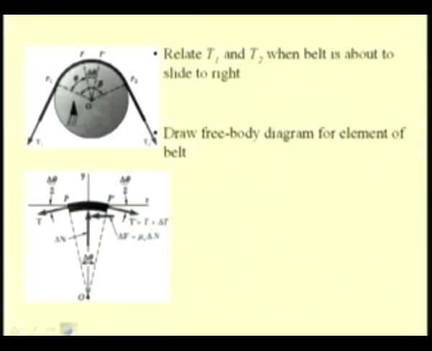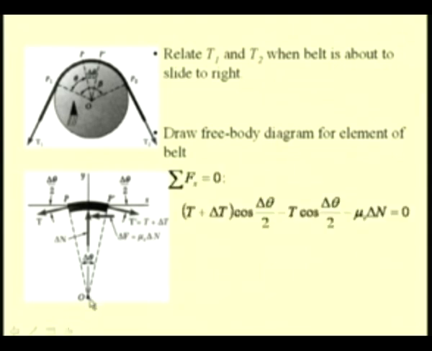Now, let us write the equations based on this free body diagram. So, if we sum the forces along the x axis and equate it to 0 for equilibrium, we have T plus delta T cos of delta theta by 2, which is the component of this force along the positive x direction, minus T times cos delta theta by 2 in the negative direction, and we have this frictional force which is minus mu s delta N equal to 0.